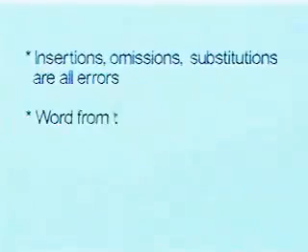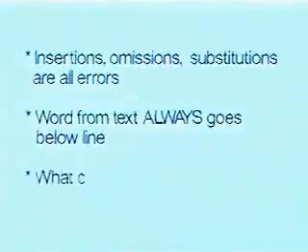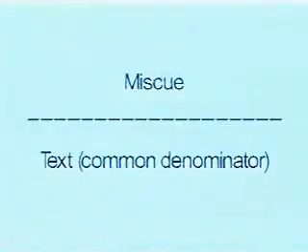Anytime that a miscue is recorded, the word from the text always goes below the line that you've drawn, and whatever the child has said is written above the line. A way to remember this is that whatever comes from the text being read is the common denominator, no matter what kind of miscue the child makes.